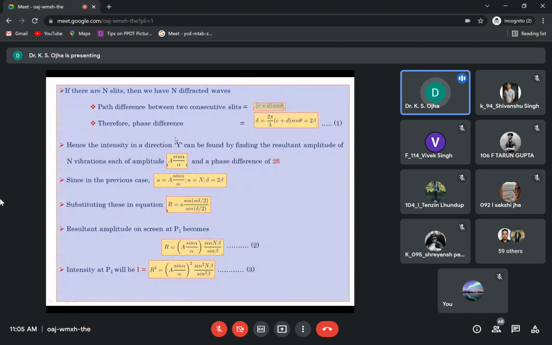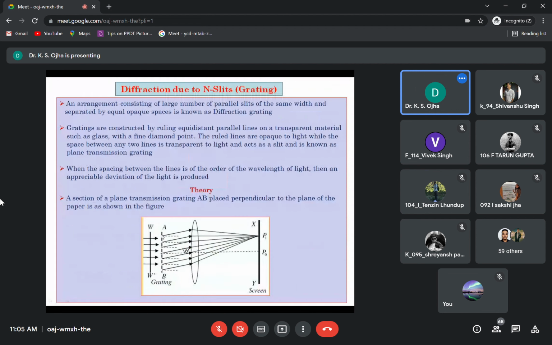Now suppose that here we are using n slits. From each slit one wave will emerge, so a total of n waves will be emerging from the n slits. All these n waves reach points P0 and P1. At point P0 we get the maximum intensity, for the same reason as we discussed in the single slit. At P1 we are going to calculate whether it will be minimum or maximum.